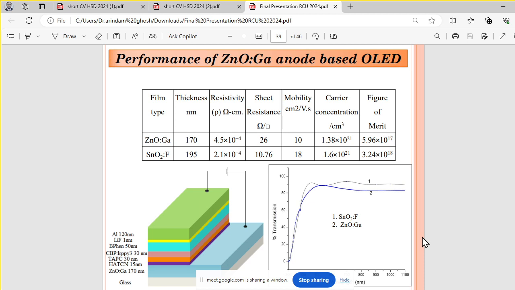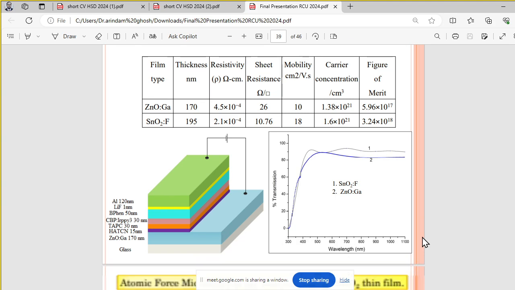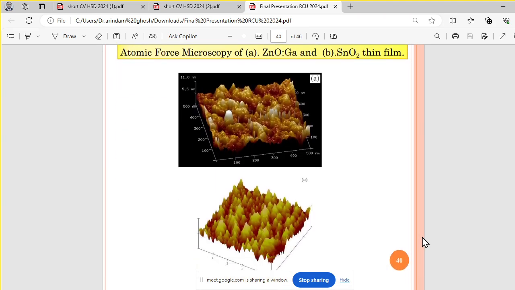So next slide, the AFM shows the surface morphology. Here it's quite different from the other two applications. Here the surface is not too rough, and the grain size is smaller. In the previous ones, DSSC and perovskite solar cell, a rough surface was required. That means more light will be absorbed throughout this porous layer. So here it's different.